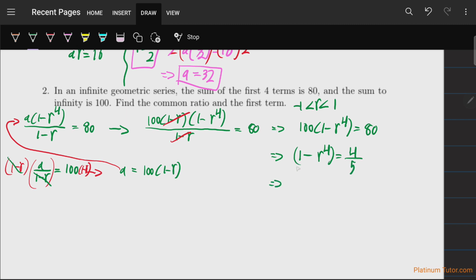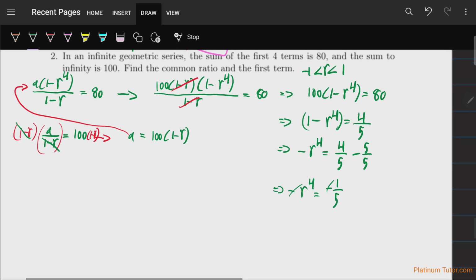So now I can subtract 1 from both sides to get rid of this one. I'll get negative r to the 4 is equal to 4 over 5 minus 1. 1 is the same as 5 over 5. So negative r to the 4 is 4 over 5 minus 5 over 5, which is negative 1 over 5. The negatives cancel, and so we get that r to the 4 is 1 over 5.